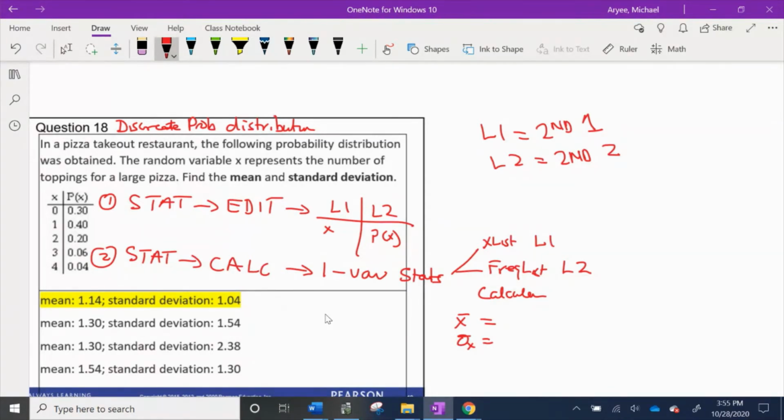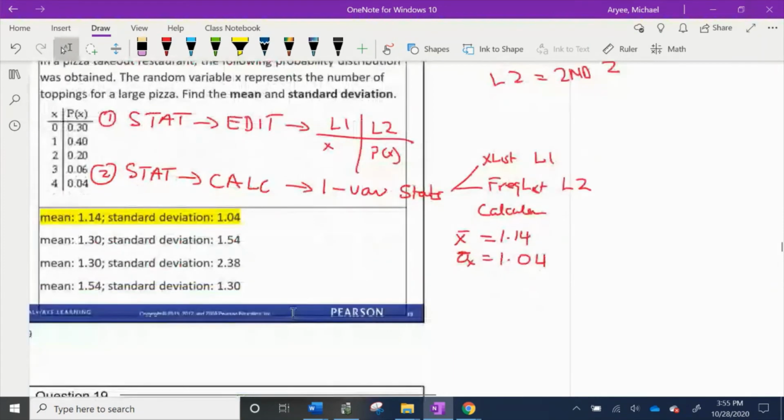Did anyone try for us? Yeah, I did it. The x bar is 1.14. Okay. And then the standard deviation was 1.04. Okay. All right. So those are straightforward calculator things. And one of the things I would encourage you is, when you see the problem, know what to do, because that will save you a lot of time. Definitely will save you a lot of time.